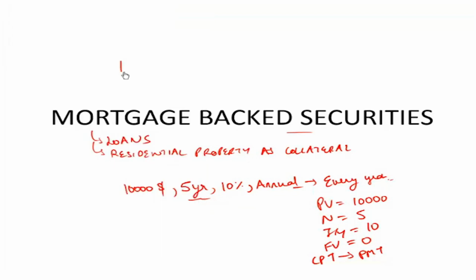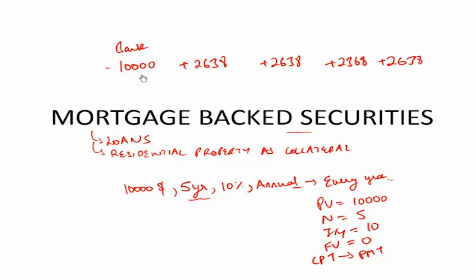So the bank gave a $10,000 loan, and then the bank receives $2,638 every year for the next 5 years. That is why we call the mortgage or a loan an asset for the bank. After the loan has been made, the bank is going to receive future cash flows from this loan or from this asset.